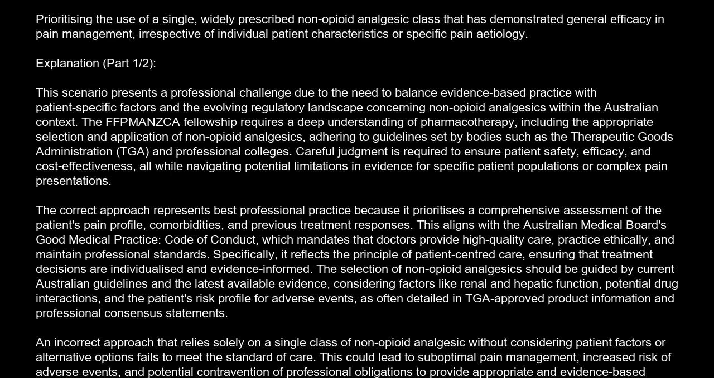Correct answer is B. Prioritizing the use of a single, widely prescribed non-opioid analgesic class that has demonstrated general efficacy in pain management, irrespective of individual patient characteristics or specific pain etiology. Explanation. This scenario presents a professional challenge due to the need to balance evidence-based practice with patient-specific factors and the evolving regulatory landscape concerning non-opioid analgesics within the Australian context.